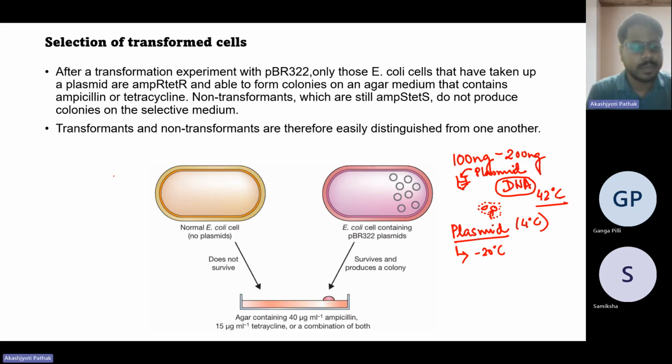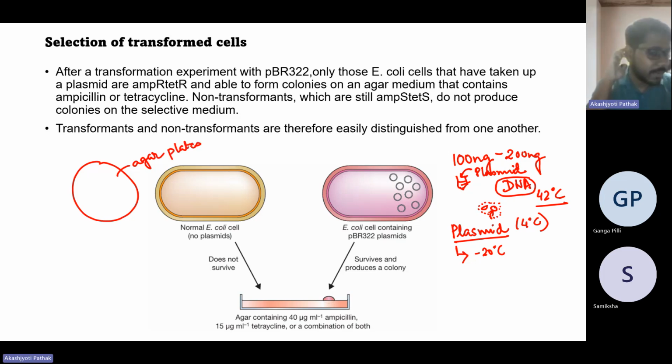Now, when you are doing this transformation experiment, not all the bacteria will take up the plasmid. There will be only a very few bacteria which will take up the plasmid from the environment. So what is done is after transformation, the culture that you have, you plate it on an agar plate. These agar plates are supplemented with some antibiotics.